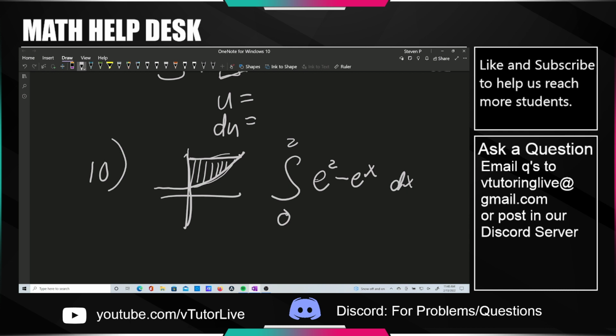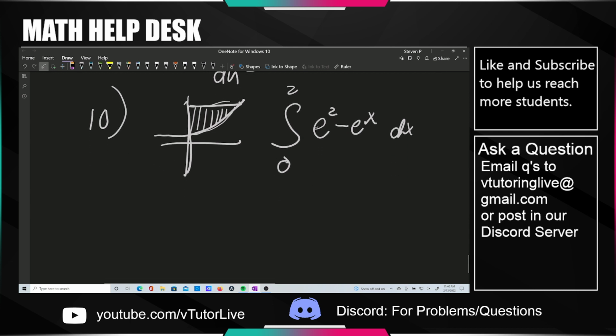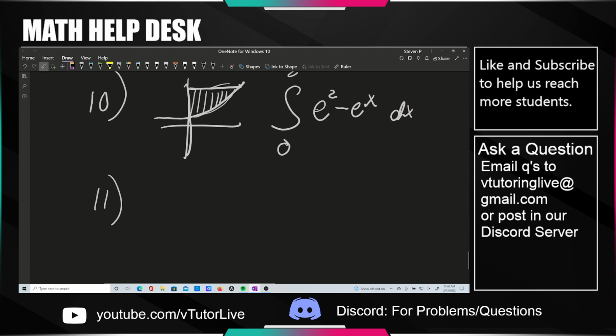Yeah. Anyways, you can integrate with respect to x or y, doesn't matter. Just, well, integrating with respect to x is probably going to be easier. Yeah, sort that out. All right, let's talk about a real problem this time.